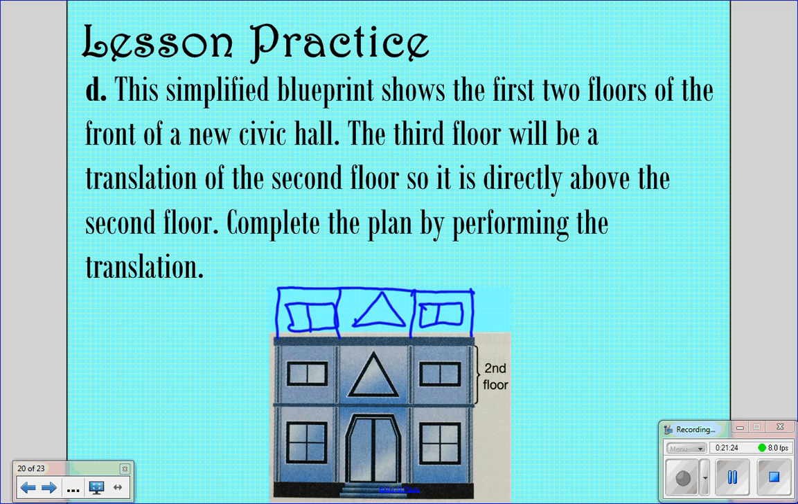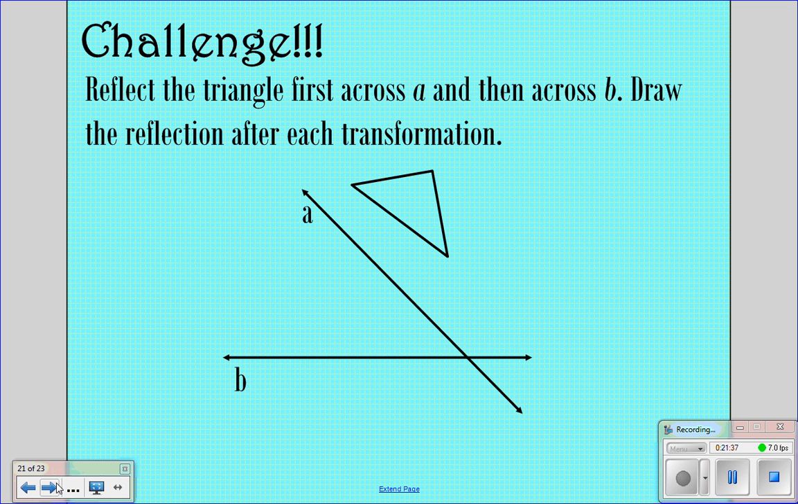So that hopefully helps you out a little bit with transformations where you have rotations, reflections, and translations. We've got the challenge question for today. We want to reflect the triangle first across line A and then across line B. And it says to draw the reflection after each transformation. And so I'm going to show you what it would look like using the computer, so that hopefully you can kind of get an idea as to what it looks like.